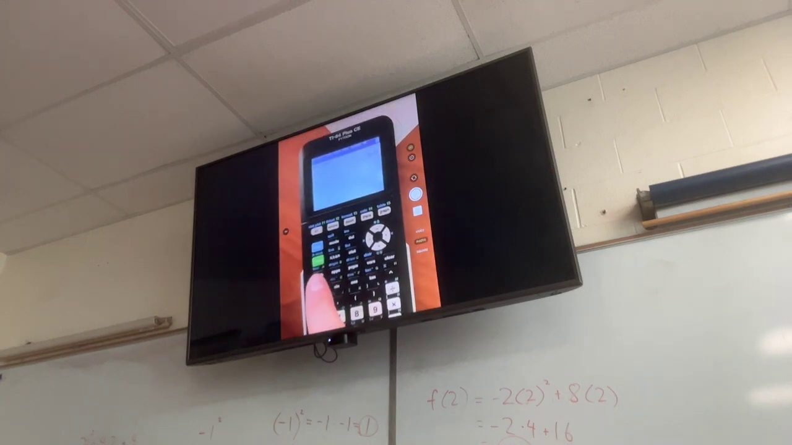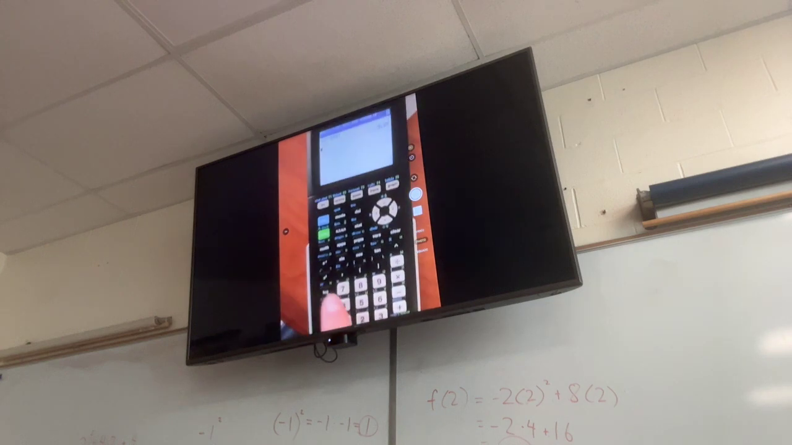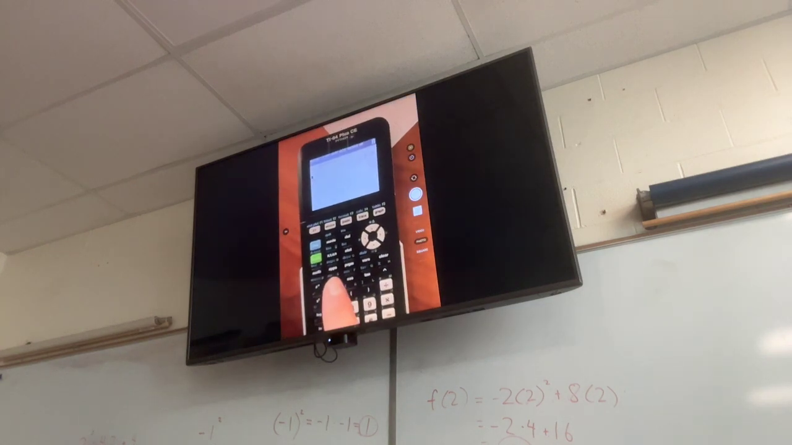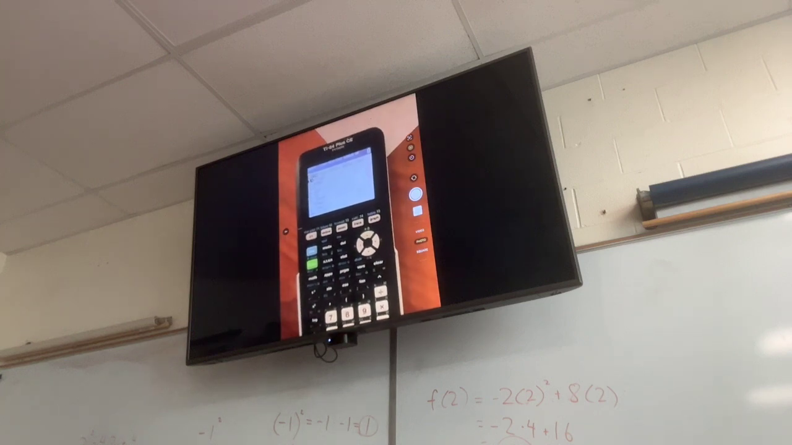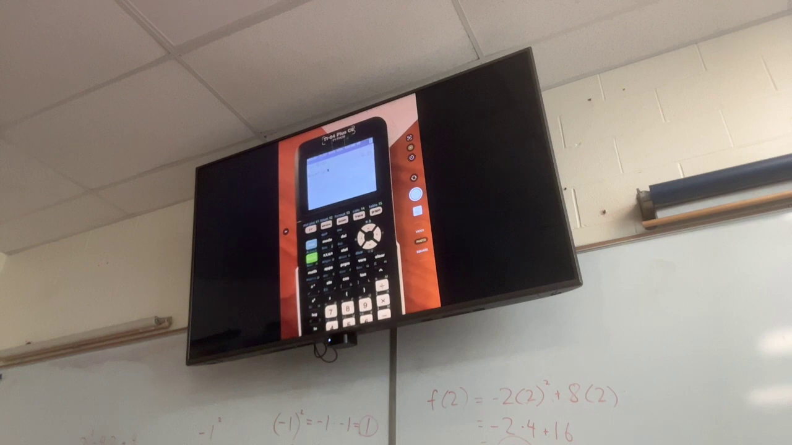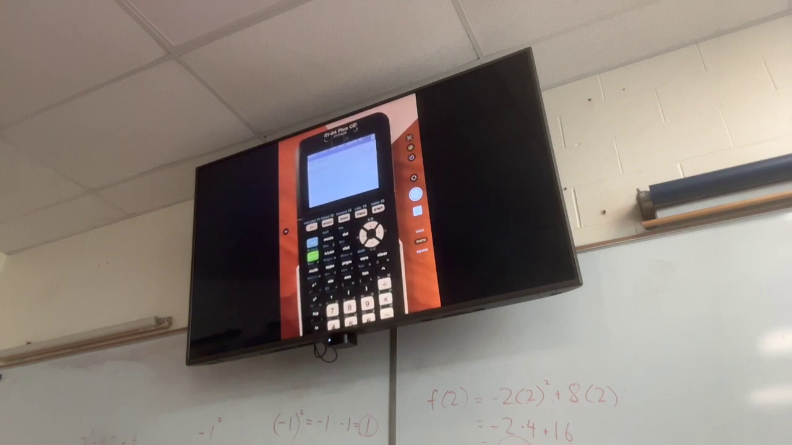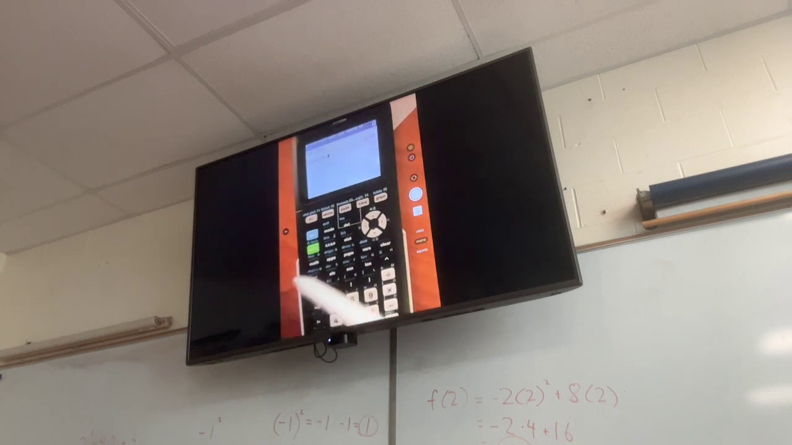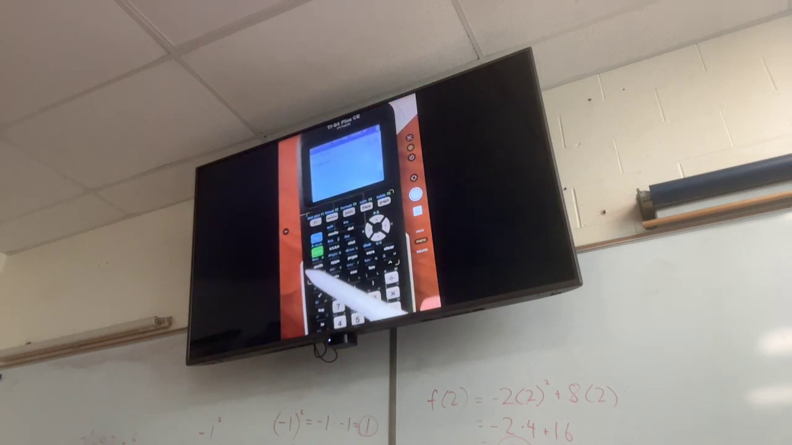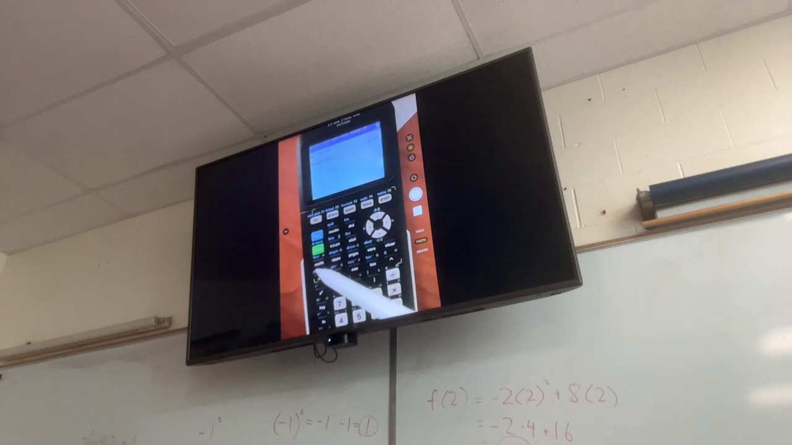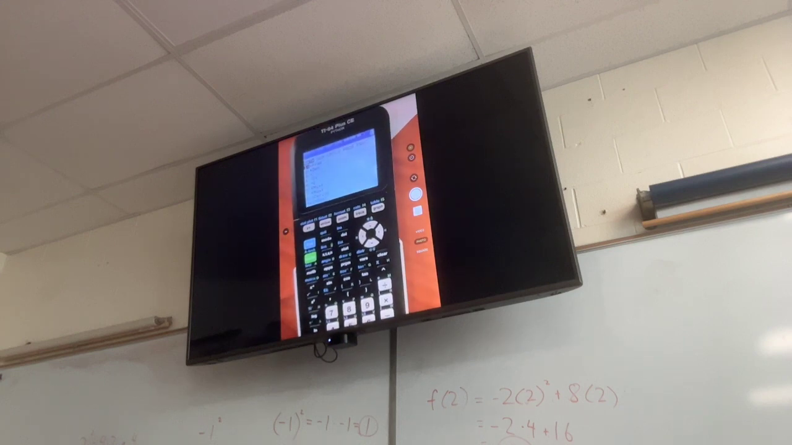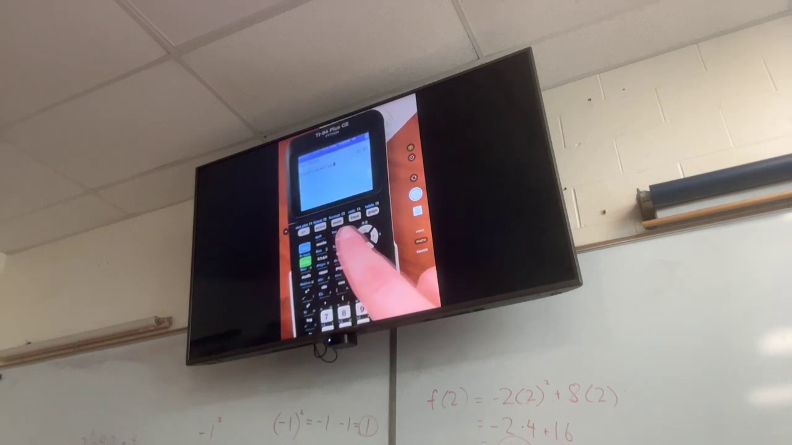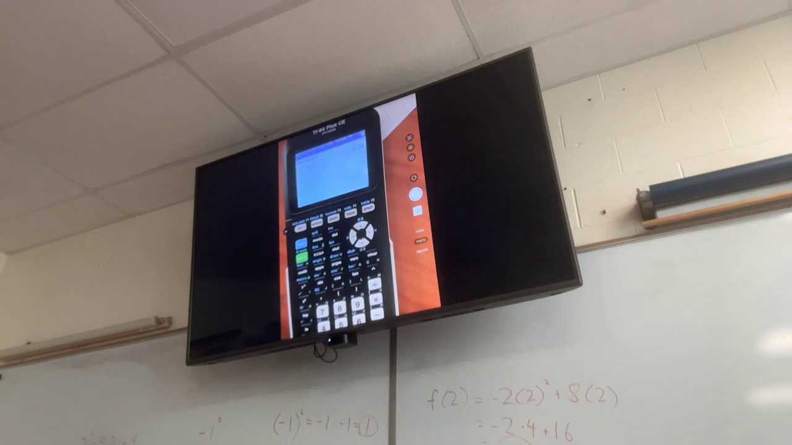Okay, how do I make that a fraction? Just for fun, how do I make that a fraction? Second, I hit math. I select the frac option. You hit the math button, it's underneath the green button, all the way to the left. You want the frac option. And then just hit enter, and it'll make that answer a fraction.